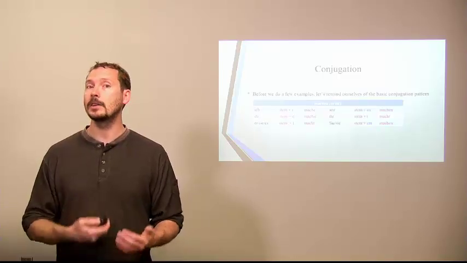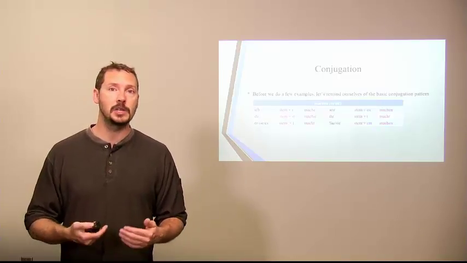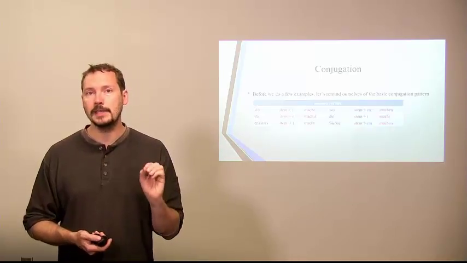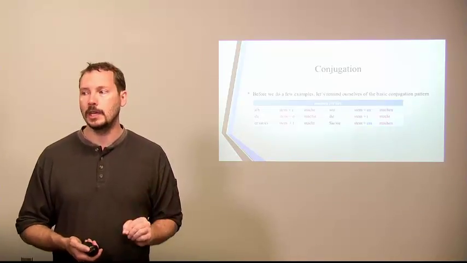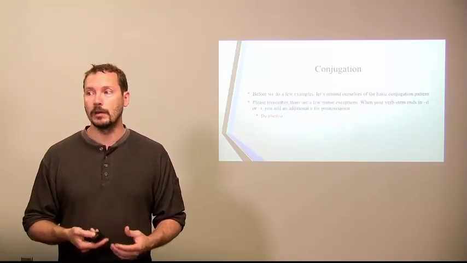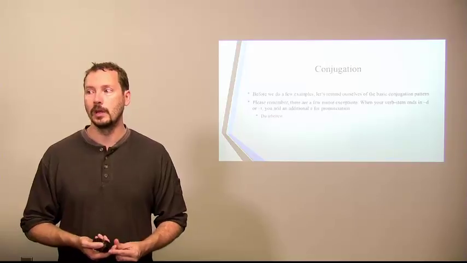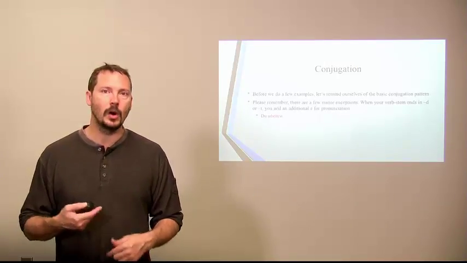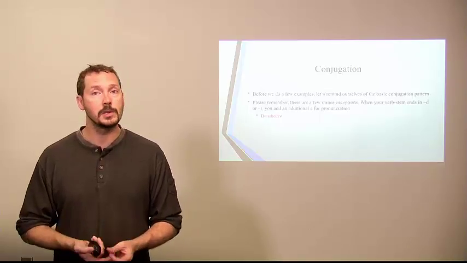Now this pattern is going to follow into the stem-changing verbs. The only difference is, again, the vowel that's in that stem is going to change. Okay? So with conjugations, as always, please remember that there are a few minor exceptions. For example, when your verb stem ends in a D or a T, you often add an additional E in there, and it's mostly for pronunciation's sake.